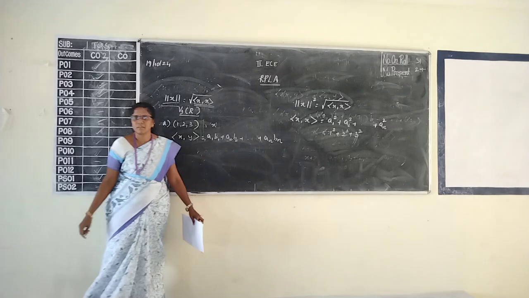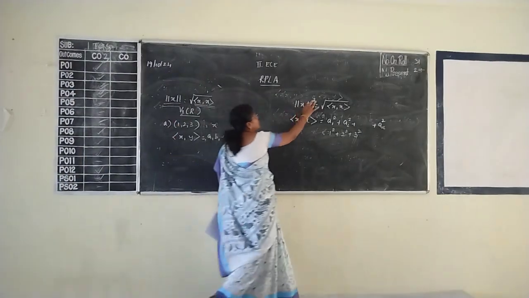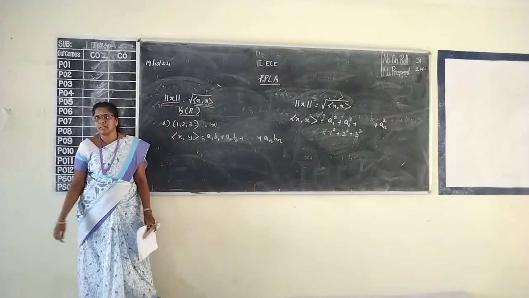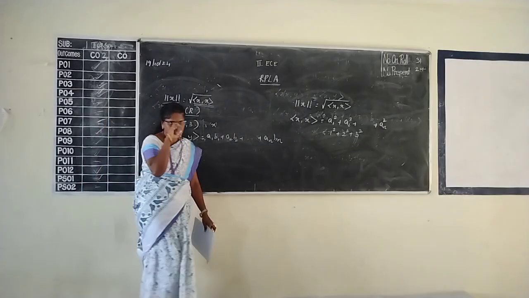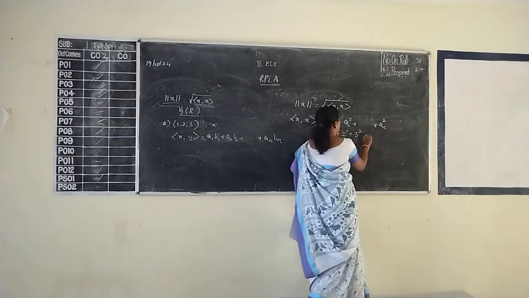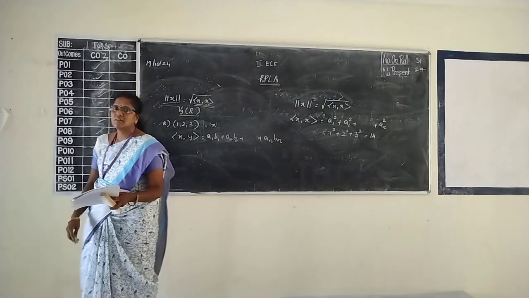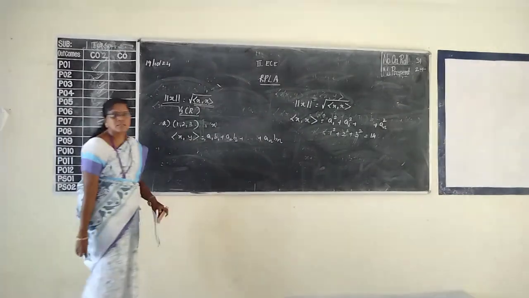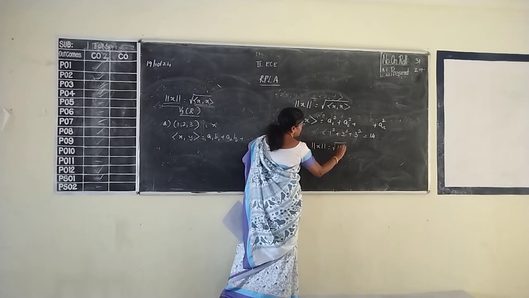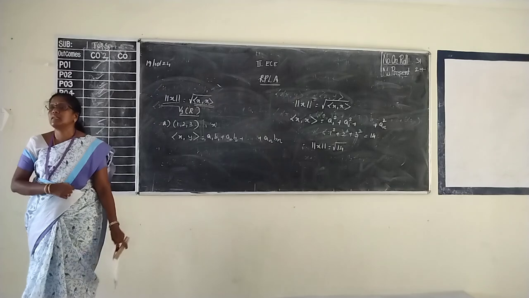Norm of x equal to square root. Now write what is the answer? Tell me what is the answer? 14. So what is inner product of x comma x? 14. Find norm of x. Therefore, norm of x is equal to square root of 14. Square root of inner product of x comma x. This is the distance.